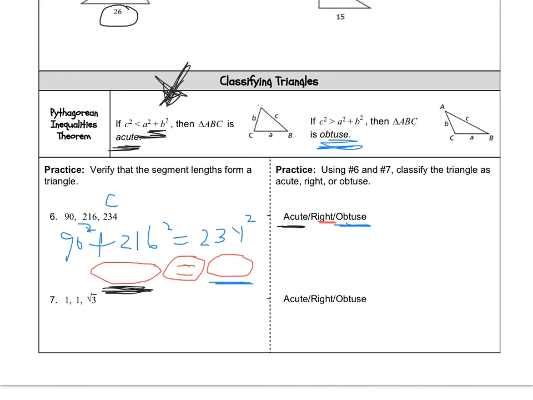Okay? So do 6 and 7. When you're done, raise your hand and have the sub look at it and see if you got it right. Actually, you know what? I will do number 7. I want you to do number 6. So go ahead and do number 6 first, and then raise your hand, and then the sub will get with you.